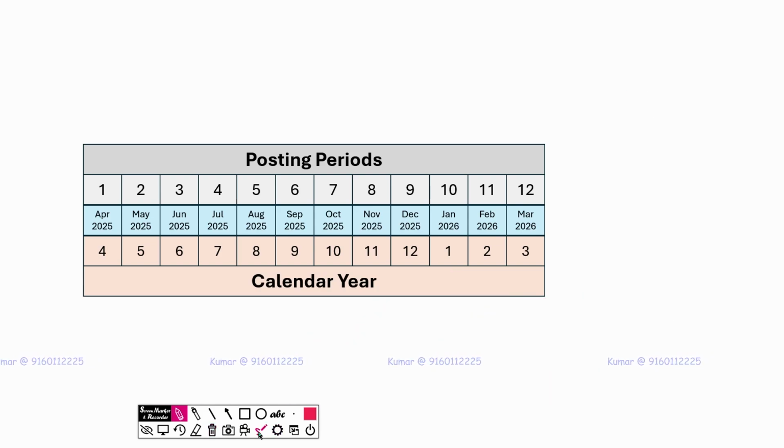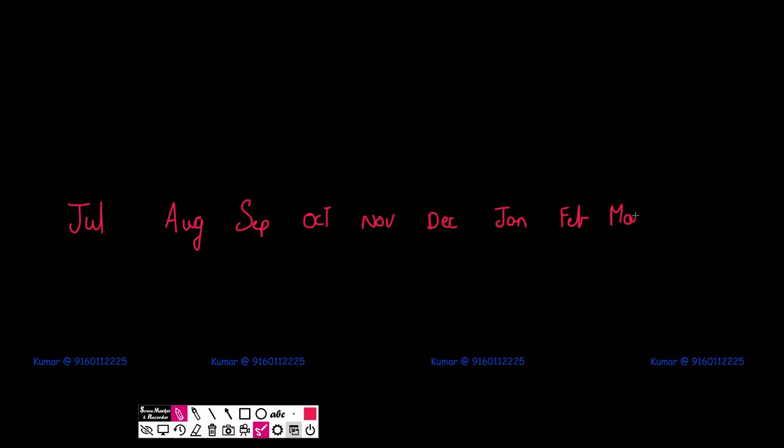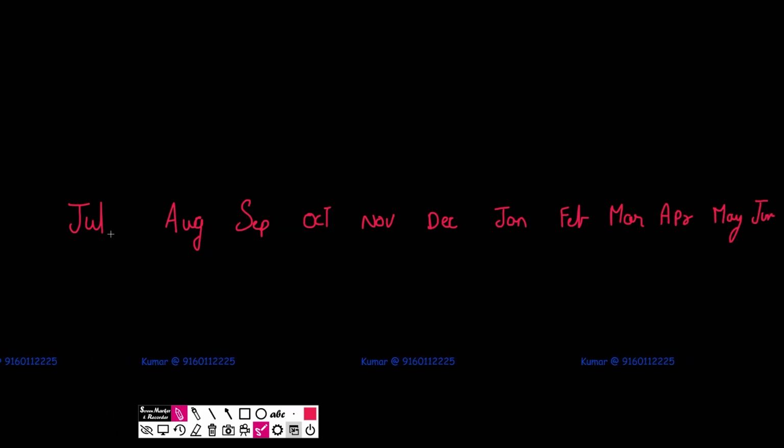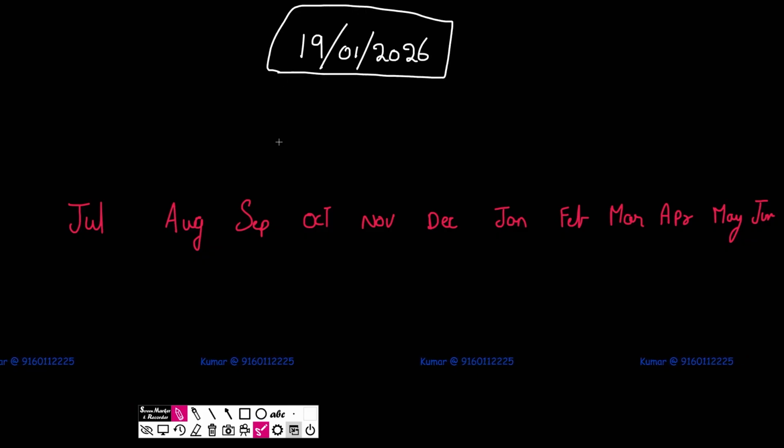So for example, say July, August, September, October, November, December, January, February, March, April, May, June. Assume that this is our financial year. Now you tell me, I'll write the date 19/1/2026. This is the posting date. As per this posting date, tell me what the posting period is.